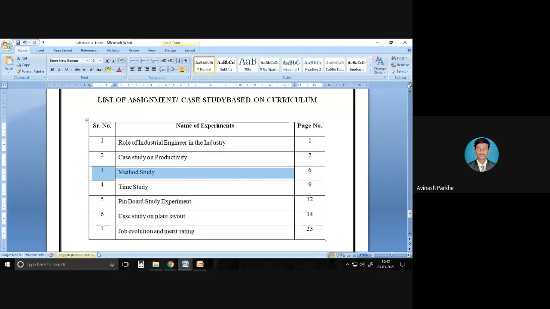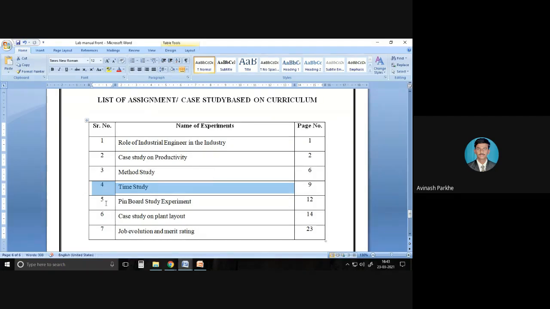Then your experiment number 4, that is time study. The current chapter going on in our class is called work measurement. The concept of work measurement is also called time study, where we are measuring the time required to perform an operation. How much time is required to perform your drilling operation, finishing operation, whatever operations we are performing. Also, how much time is required for the operator to travel the distance from one machine to another machine. All the required time is calculated by this time study concept. That is, we are going to study experiment number 4 related to work measurement.